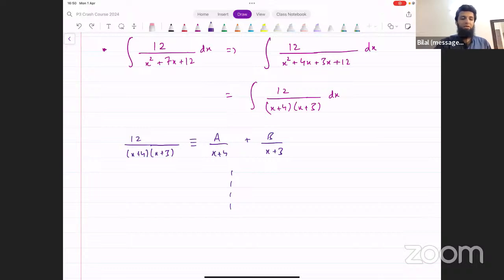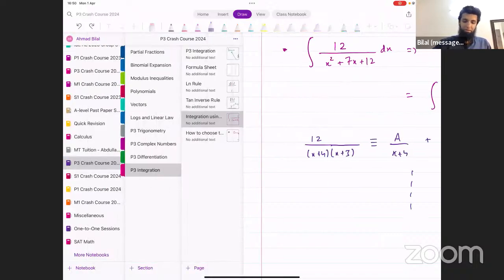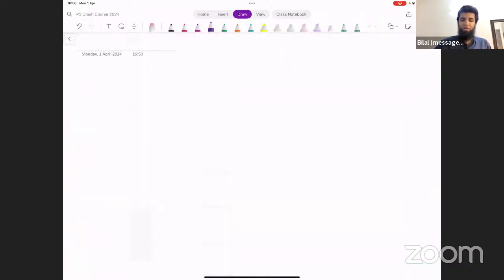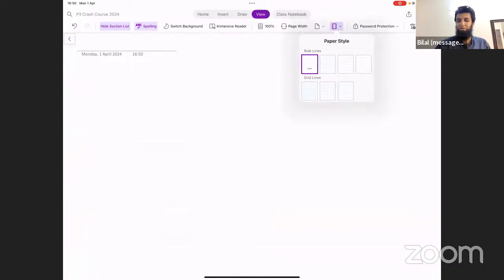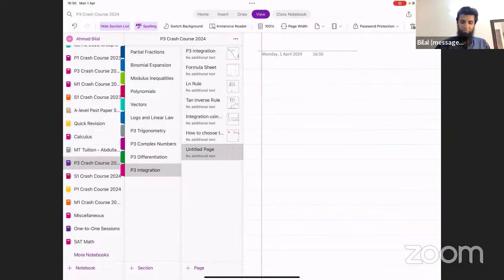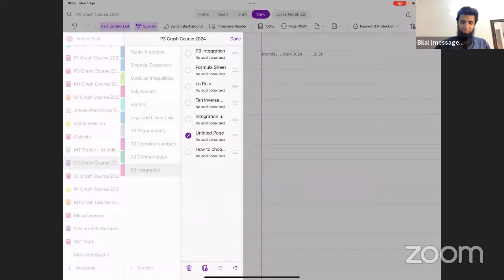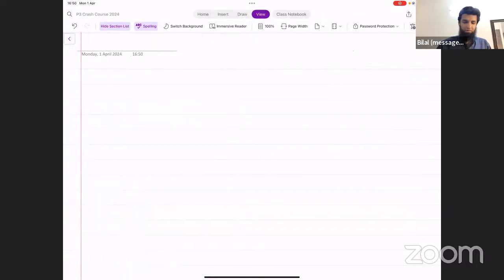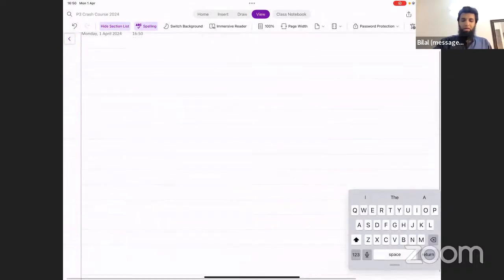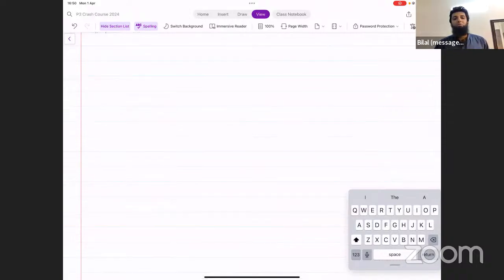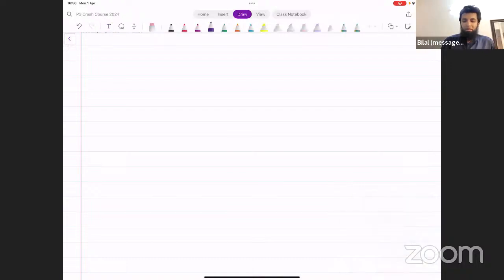Now, this is something that you can do after this. Let's look at another example now. So this is how integration using partial fractions works. Now let's look at another possibility. Let's try another integral.